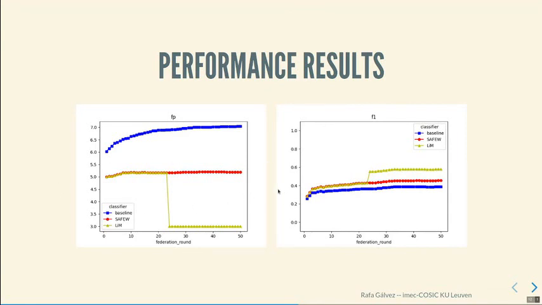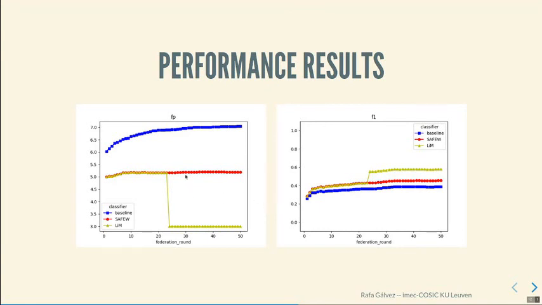In these figures, we report results of one configuration where the baseline classifier is a KNN and the rest are the base learners. So in blue you have the baseline, the KNN. In red you have SafeW, that is the base learners without taking into account the federation. And then in yellow you have the LIM results, taking into account the federated weights.